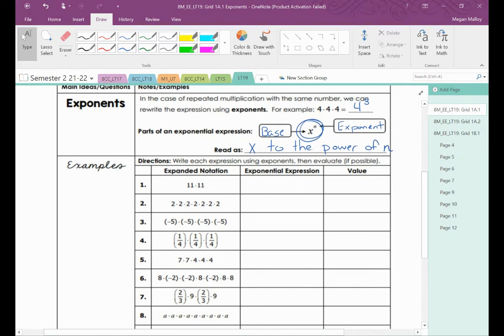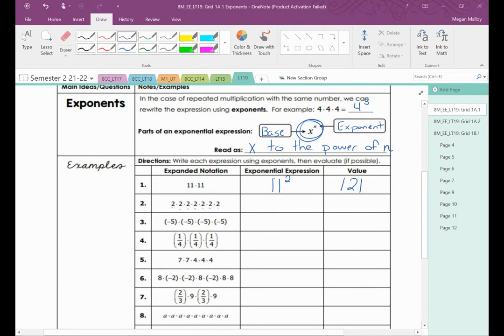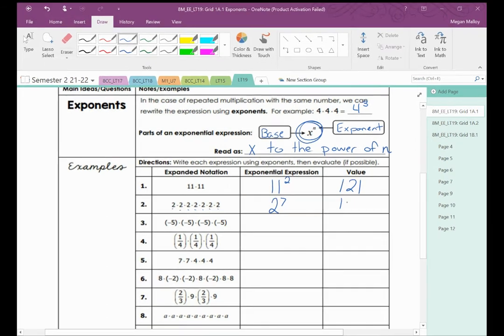So looking at our examples, if I have 11 times 11 in expanded notation as exponential notation, that would be 11 times itself twice, so that would be 11 squared. And then the value of that would be what 11 times 11 is, which is 121. Looking at number 2, I can see I have 2 times itself, 1, 2, 3, 4, 5, 6, 7. So that would be a base of 2, because 2 is multiplied by itself 7 times. So 2 to the power of 7. And 2 to the power of 7 we get is 128.